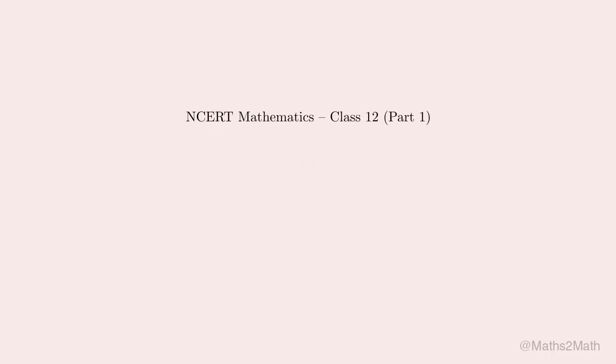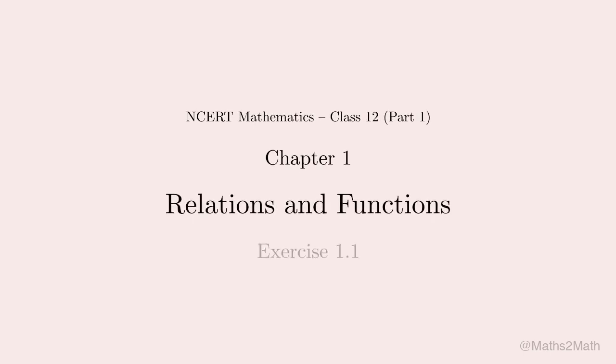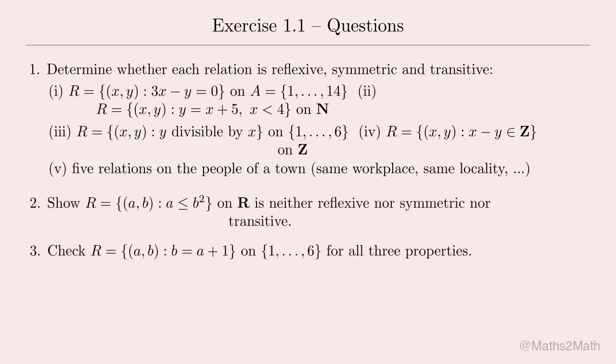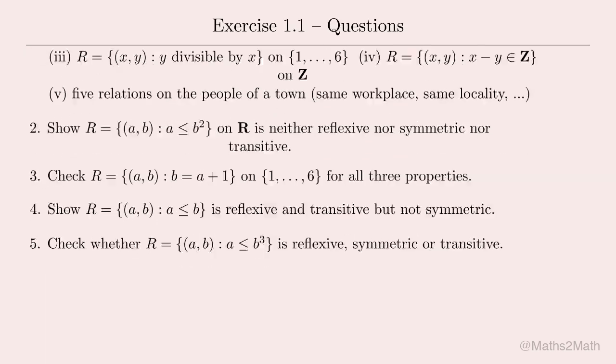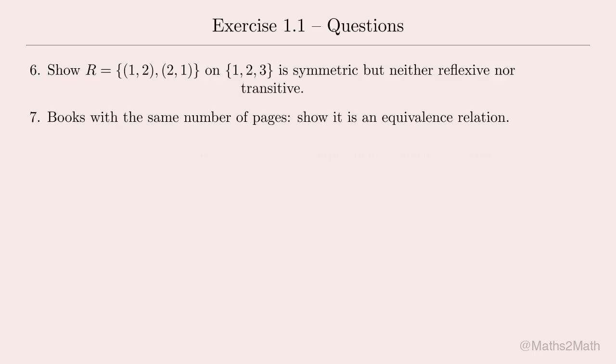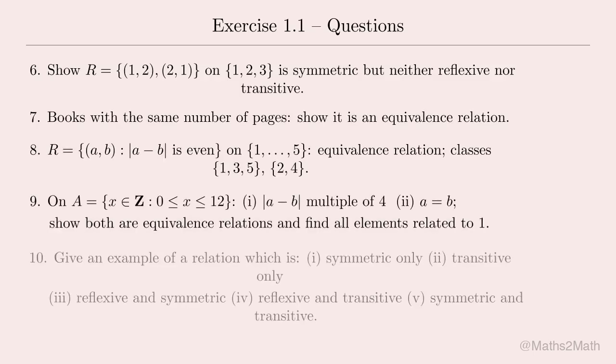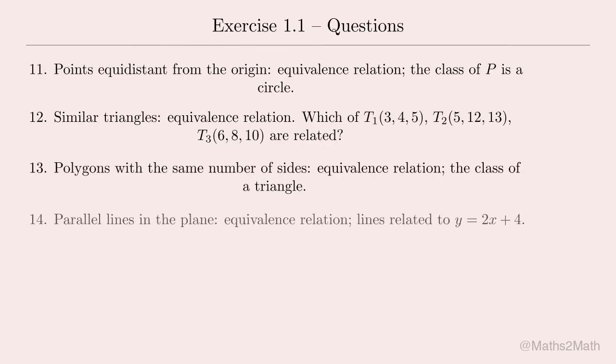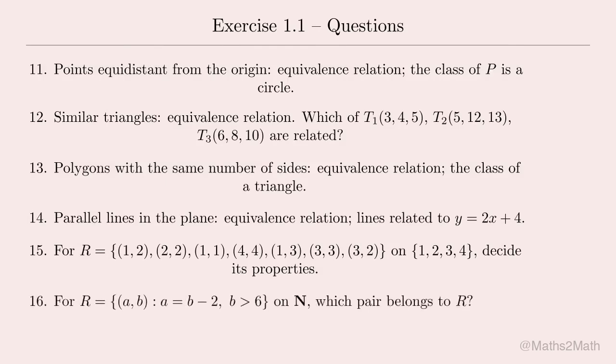In this video, we are solving every question of exercise 1.1 of Chapter 1, Relations and Functions, from the NCERT Mathematics textbook for Class 12, Part 1. Exercise 1.1 has 16 questions, all about one idea: testing whether a relation is reflexive, symmetric, and transitive, and recognizing equivalence relations. Here are all 16 questions. Let's begin with question 1.